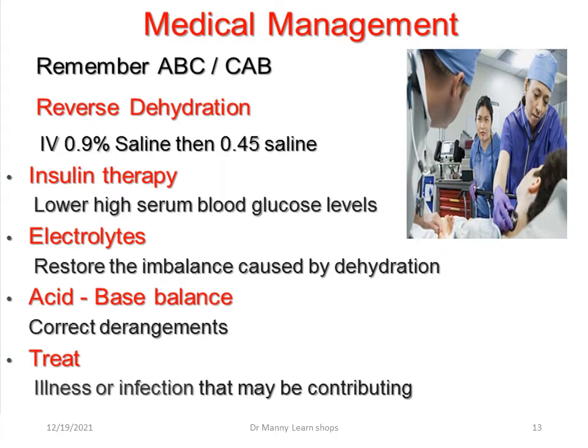The medical management, again, is ABC, circulation, airway, breathing, and the ultimate objective is to reverse the dehydration. So IV normal saline and then half normal saline can be given according to doctor's orders. Insulin therapy is provided to lower the high serum blood glucose levels. Electrolytes, which will be deranged, must be restored to normal because these have been changed because of dehydration, and acid-base derangements also have to be corrected. Metabolic acidosis: treat the illness or infection that may be contributing, otherwise things won't change.